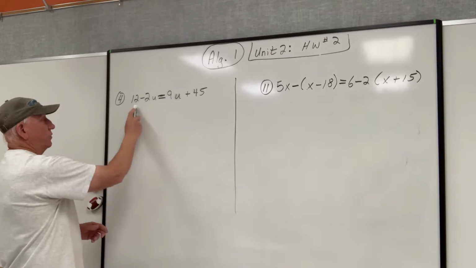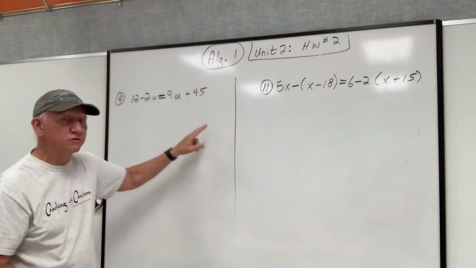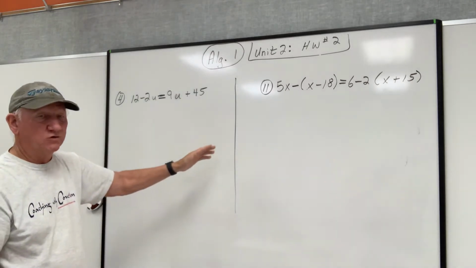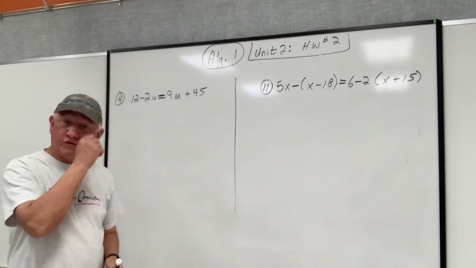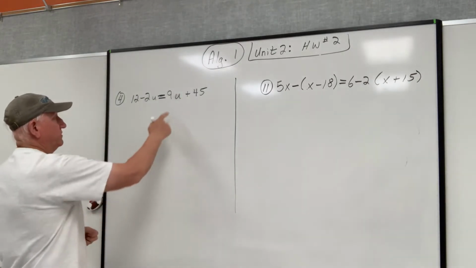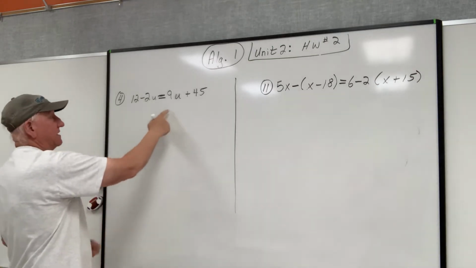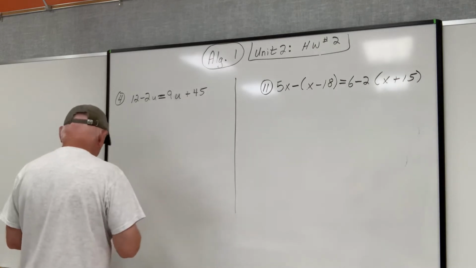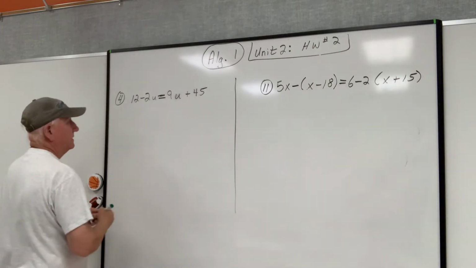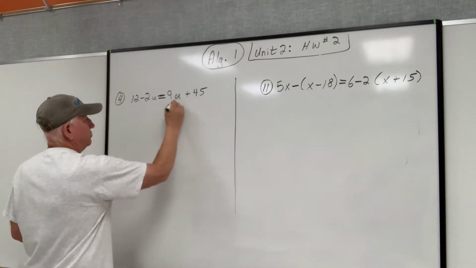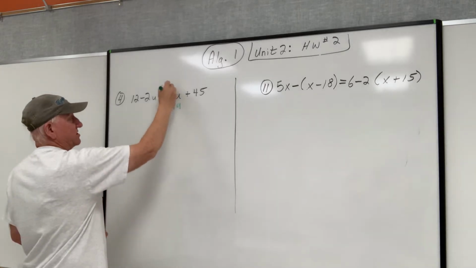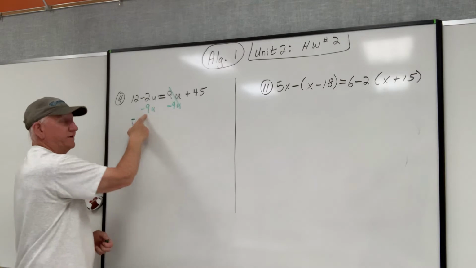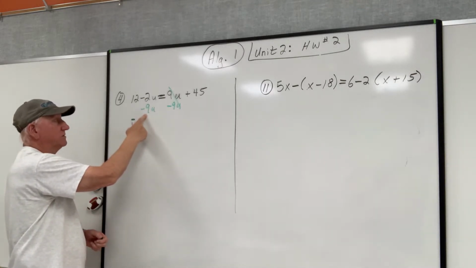On this equation, 12 minus 2u equals 9u plus 45. Notice that there's a 9u on the right side. So I'm going to go ahead and take care of my variables first. I'm going to move this 9u to this side. That means it's a positive 9u over here, so I need to subtract 9u to make that a 0, to zero that out and move it to the other side. So it'll also be a negative 9u over here.